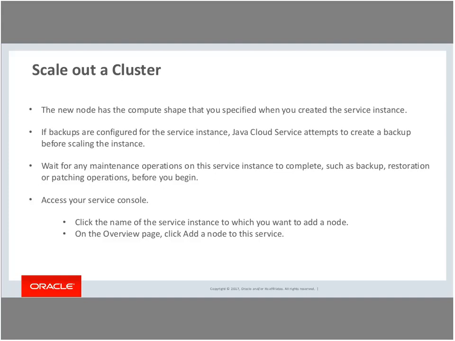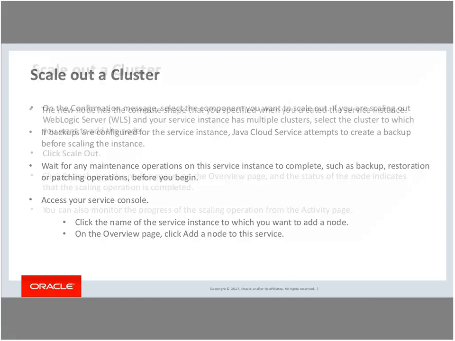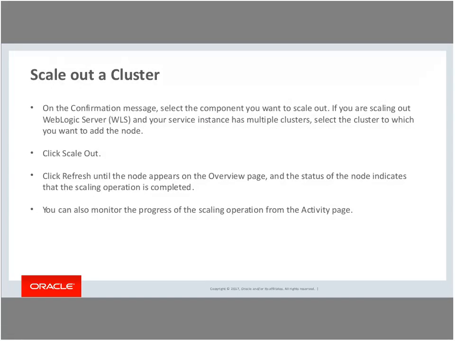In order to perform these steps, we have to go through the Java Cloud Service Service Console UI, where you go to the Service Console and click the name of the service instance to which you want to add a node. On the overview page, click Add Node to the service instance. As we go through the demo, you will understand what these steps are, but you can go back and reference them as needed.